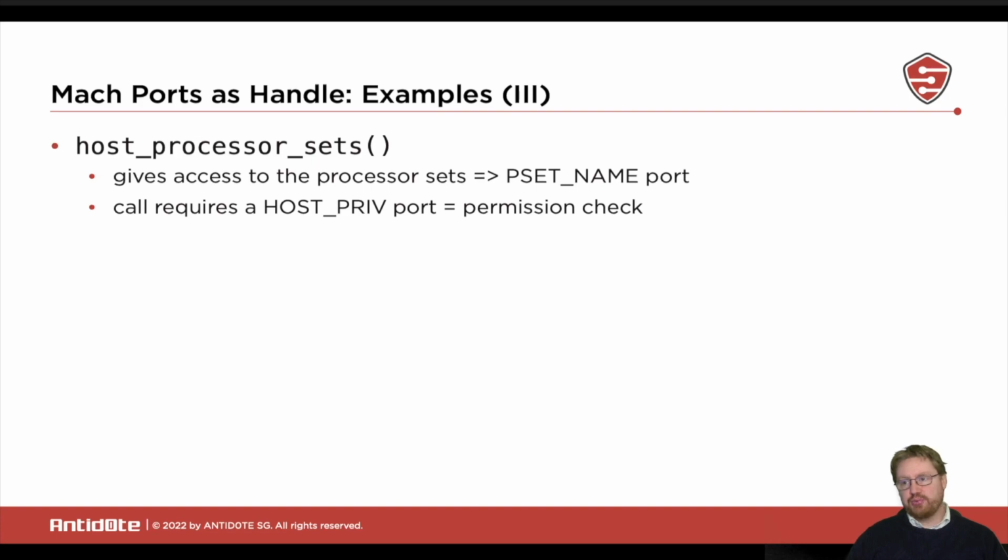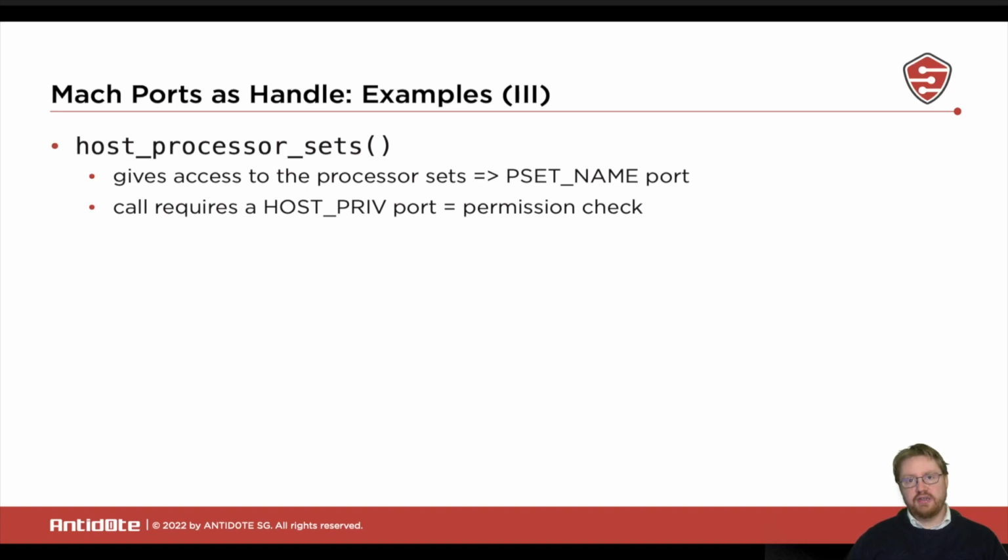So host processor sets is basically an API that is a little bit different from the previous ones because it requires that you give it a host priv port. A host priv port is basically similar to a host port, but the fact that you have access to a host priv port means something like you are the root user in terms of the Mach part of the kernel. That means you're a privileged user and you can access privileged APIs, and host processor sets basically gives you back ports to control the processor sets of the system.